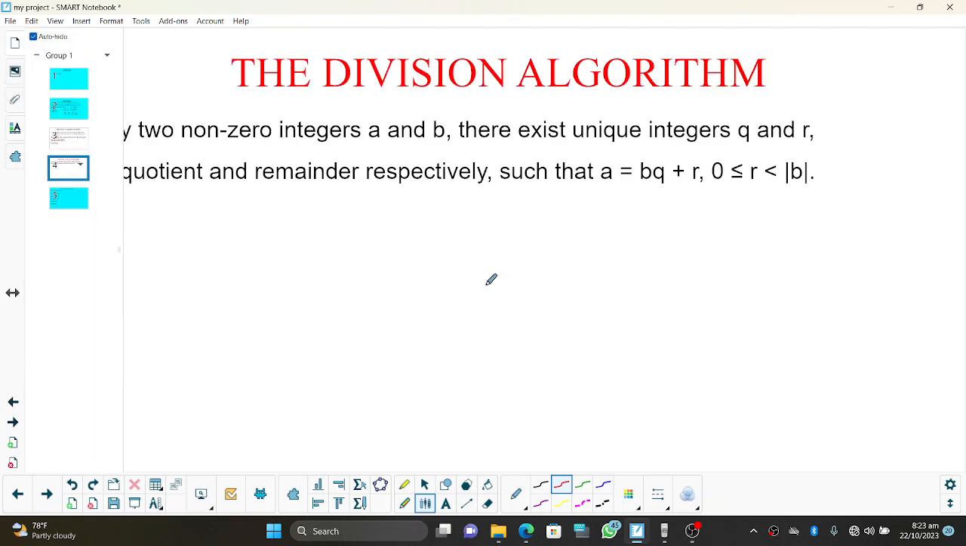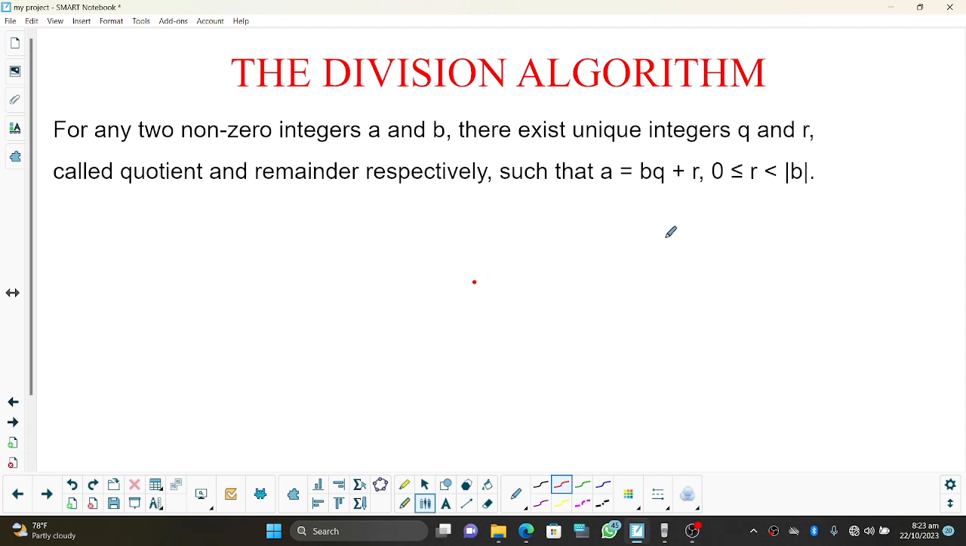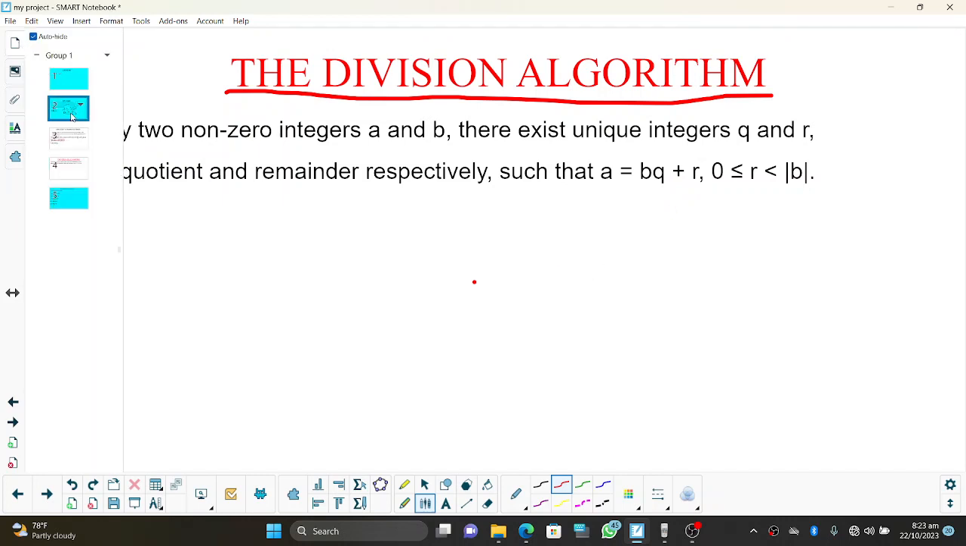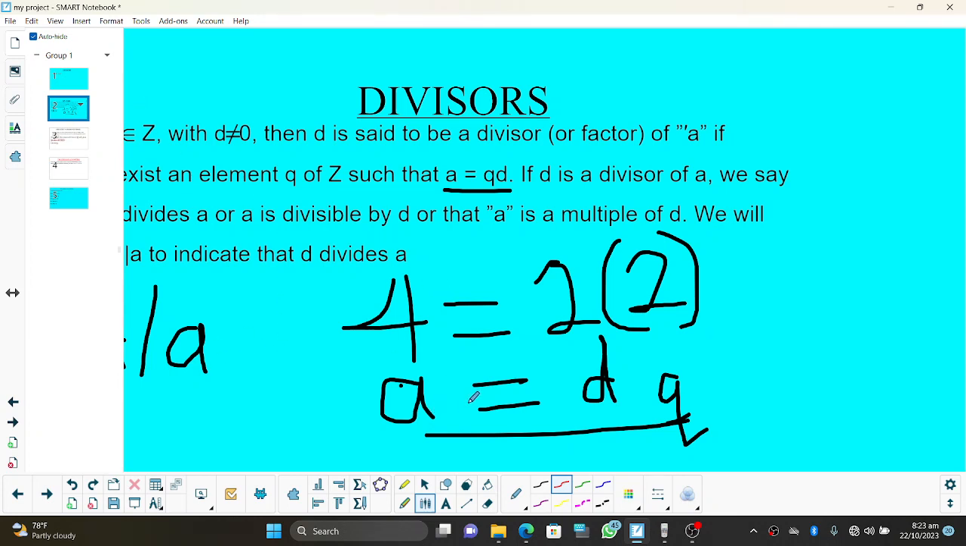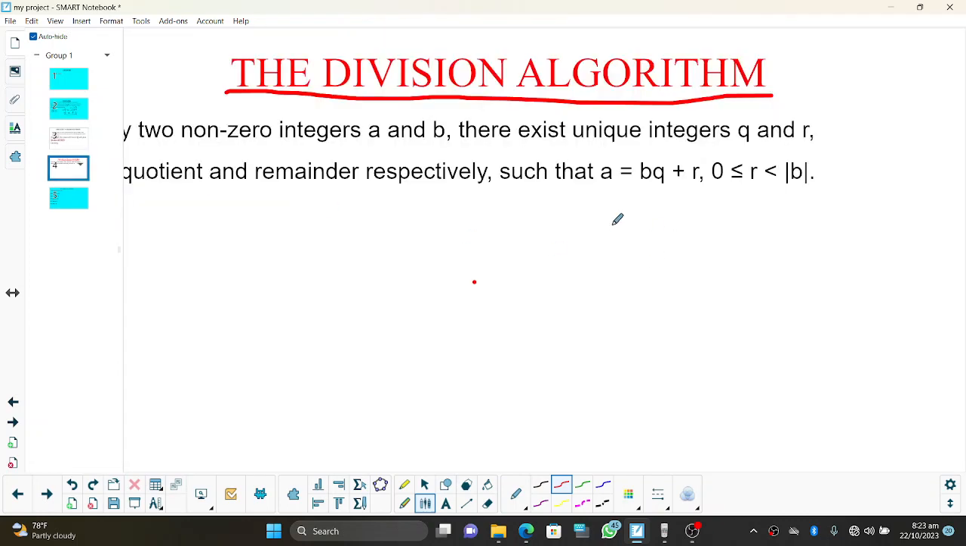Okay, now let's continue. Let's try to extract a common equation for the division algorithm. This is the division algorithm, which we are going to discuss. It states that for any two non-zero integers a and b, there exist unique integers q and r, called quotient and remainder respectively, such that a is equal to bq plus r. We are going to build on the same idea of the equation from the divisors to get this one.